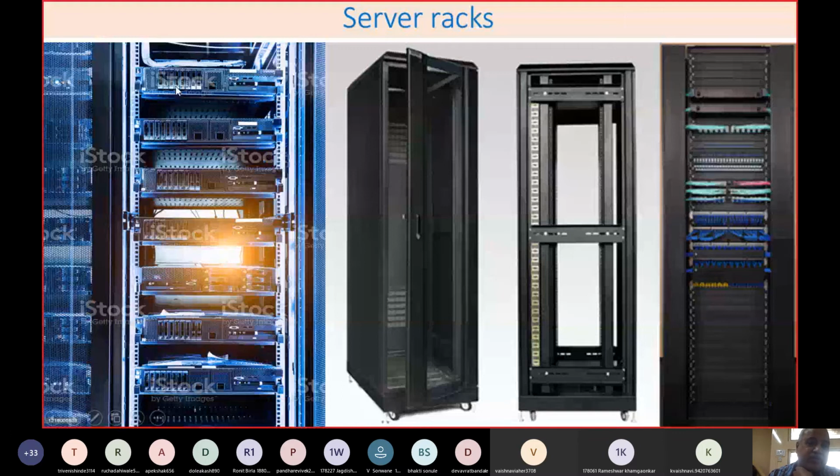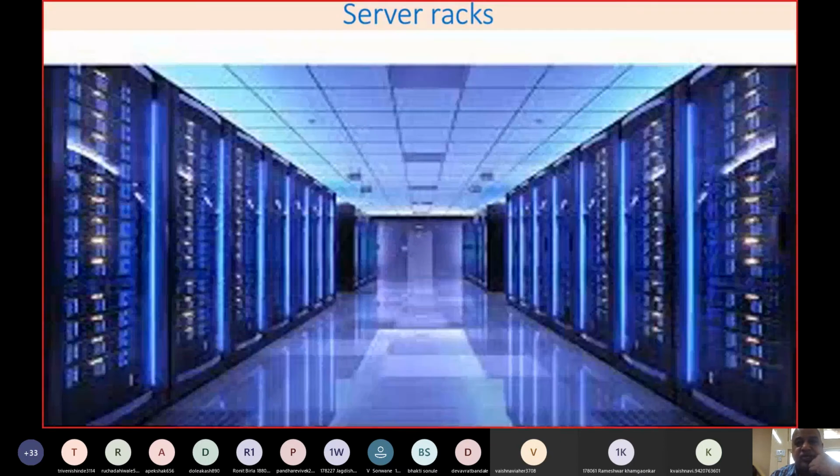This is probably the best representation of how the servers are fitted into the racks, and if you see the backside of this, which is more important, from that point of view I am trying to explain to you what is structured cabling. So here these are the server racks. Probably this is one view of a data center where lots of cables are there, lots of computers and servers are there. If you see any sophisticated data center, this is one of the pictures of that data center.